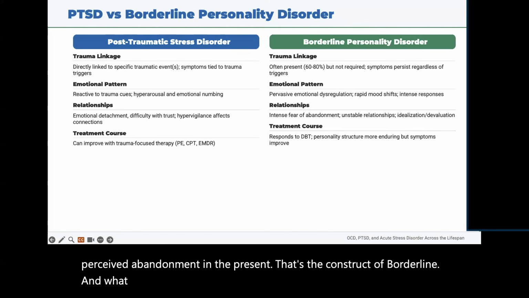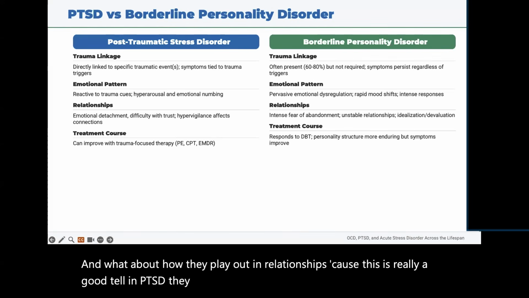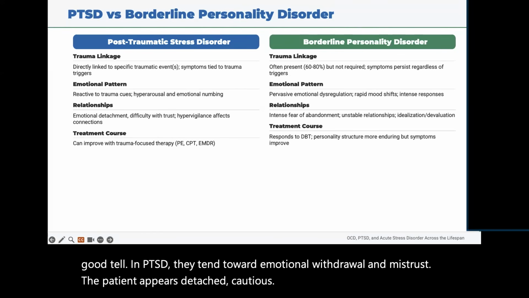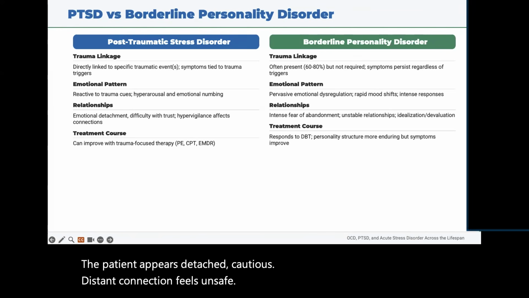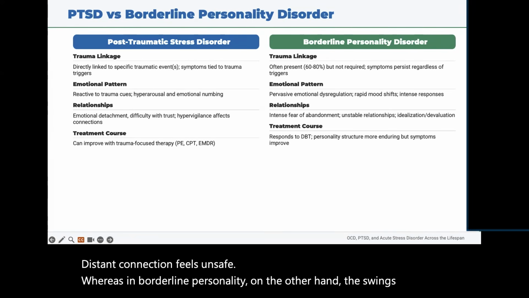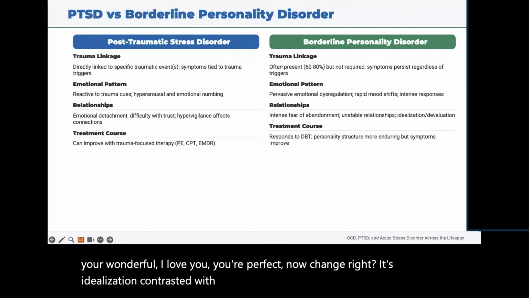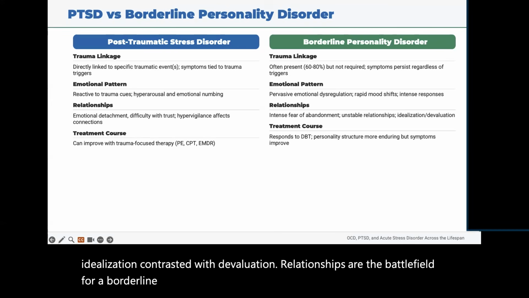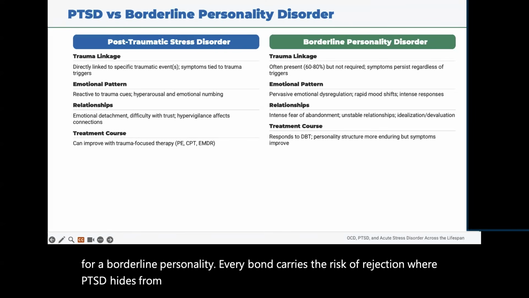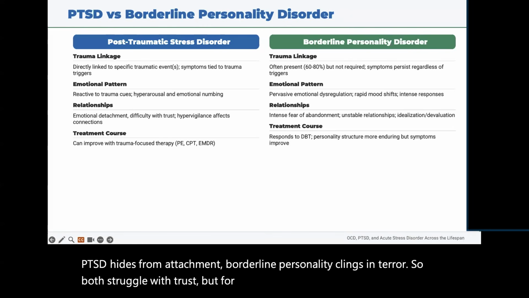And what about how they play out in relationships? Because this is really a good tell. In PTSD, they tend toward emotional withdrawal and mistrust. The patient appears detached, cautious, distant, connection feels unsafe. Whereas in borderline personality, on the other hand, the swings between, you're wonderful, I love you, you're perfect, now change, right? It's idealization contrasted with devaluation. Relationships are the battlefield for a borderline personality. Every bond carries the risk of rejection. Where PTSD hides from attachment, borderline personality clings in terror. So both struggle with trust, but for opposite reasons.